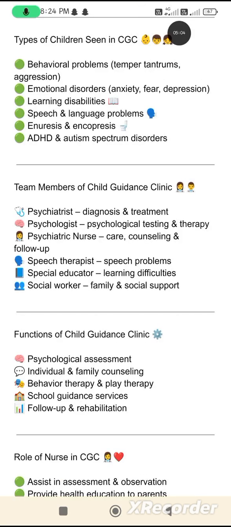Types of children seen in child guidance clinic with different behavioral disorders are behavioral problems, emotional disorders, learning disabilities, speech and language problems, enuresis, encopresis, autism, etc.